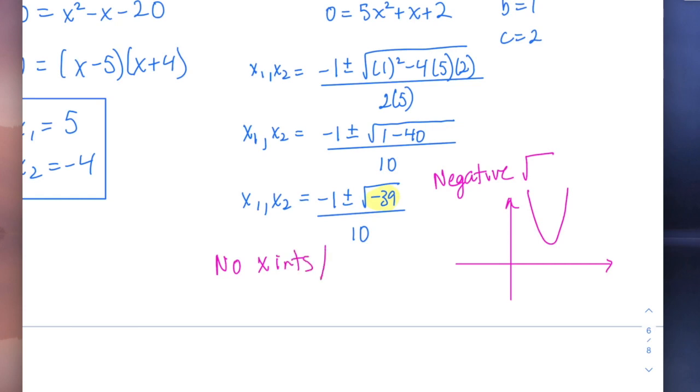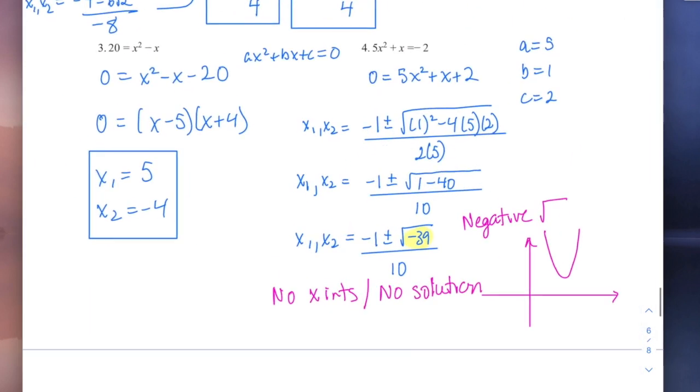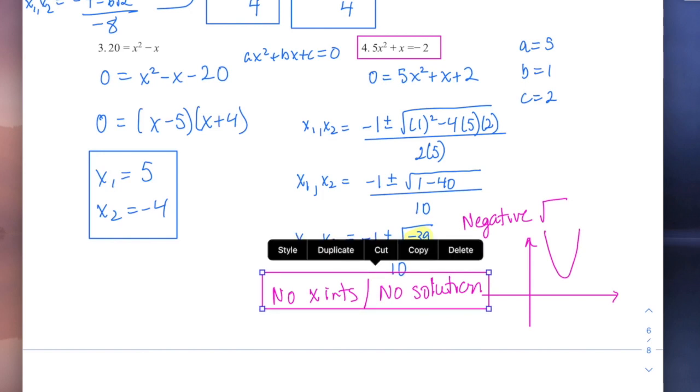Or in other words, we can say there's no solution for this particular equation. Anytime you get something like this, please don't just stop writing or leave the rest blank. Your answer to this question is that there are no x-intercepts. So please clearly state that. Otherwise, I'm not going to be sure that you know what you're doing.